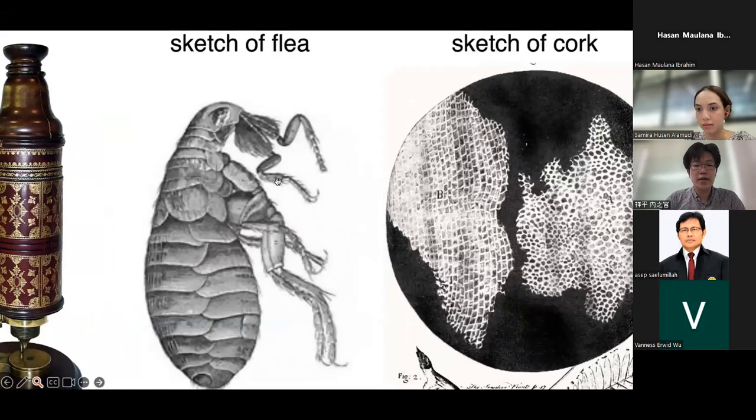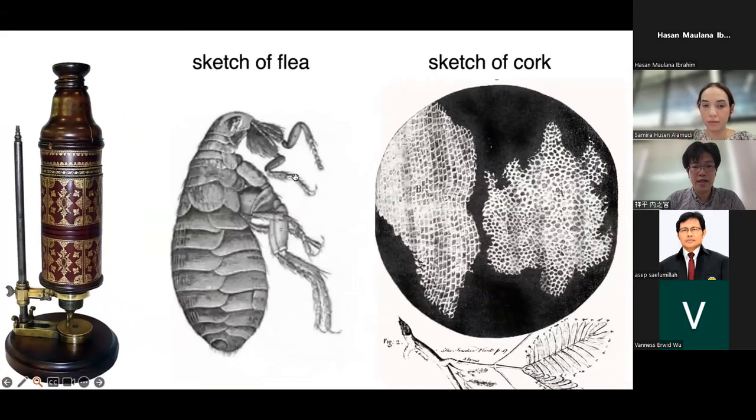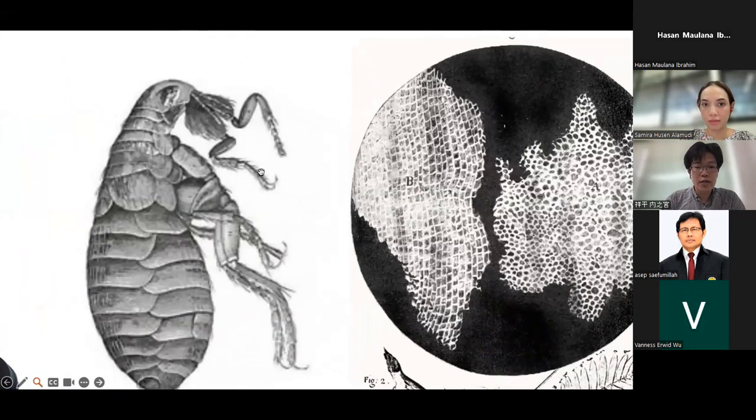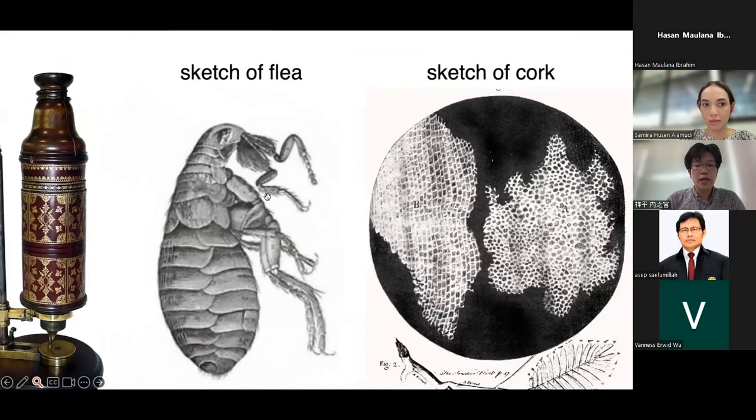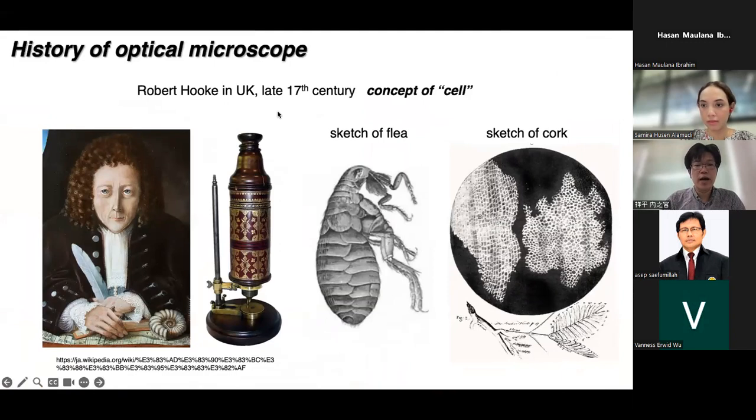Can you see these? Sorry, this is a sketch of cork. Cork is a kind of plant. This is a dried sample. However, as you can see, the cork consists of many small loops like this. So he named these loops cells. This is the concept of the cell.